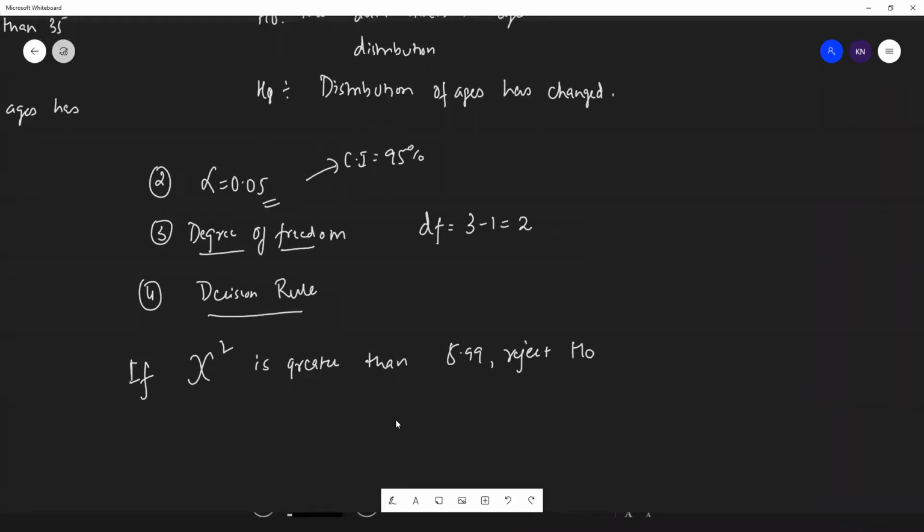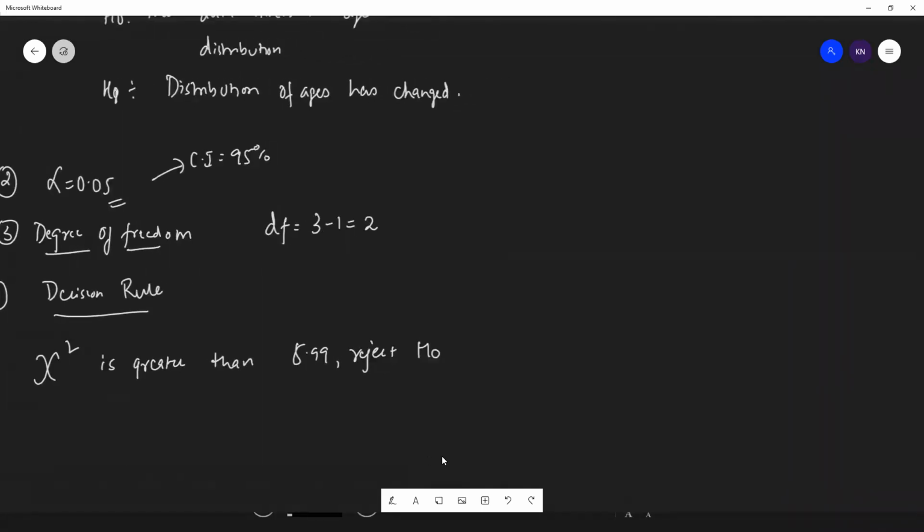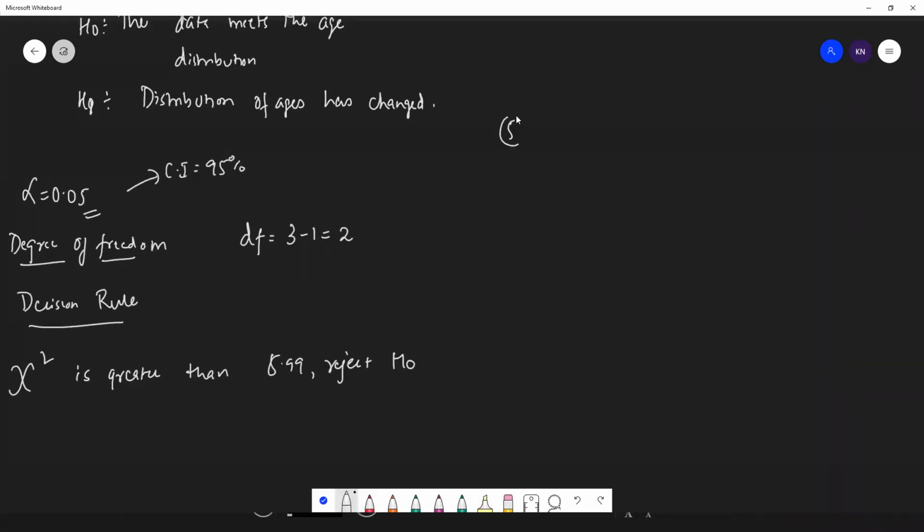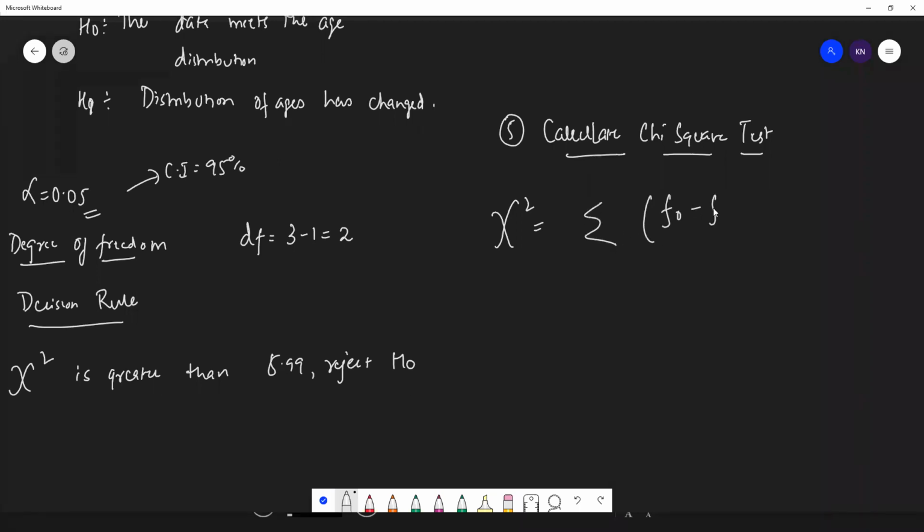Now let's go ahead and try to find out how we calculate this chi-square test statistic. The fifth step, calculate the chi-square test statistic. The formula is very simple, guys. It is equal to the summation of frequency of observed minus frequency of expected, divided by frequency of expected, and this will be whole squared. Now, what is frequency of observed and frequency of expected? I will try to tell you, guys. So let's compute this.